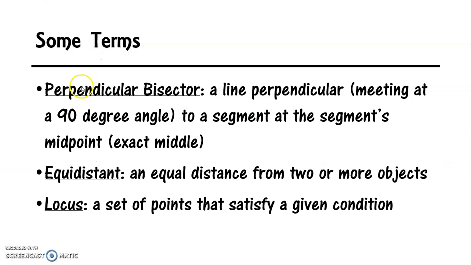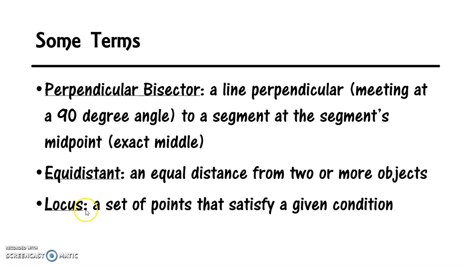So while you were thinking about the words perpendicular bisector, I hope you remembered that perpendicular means two lines or segments that meet at a 90-degree angle. And a bisector means that it's going to cut a segment exactly in half. So we have a line that's perpendicular to a segment at the segment's midpoint. Now equidistant means it's an equal distance. So it's an equal distance from two or more objects.